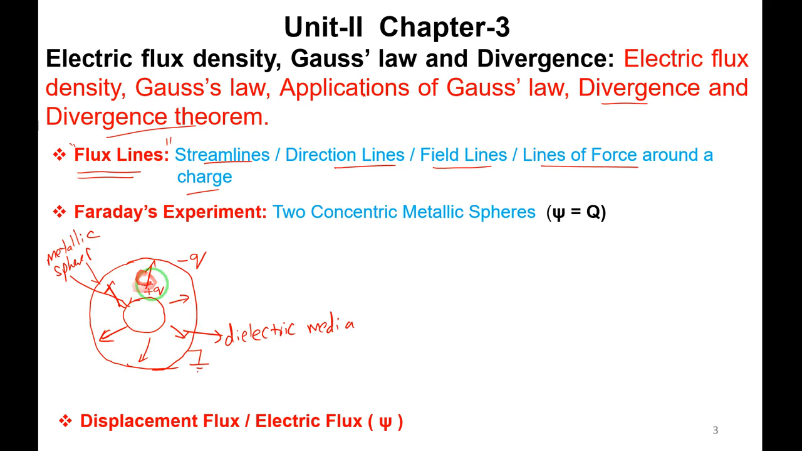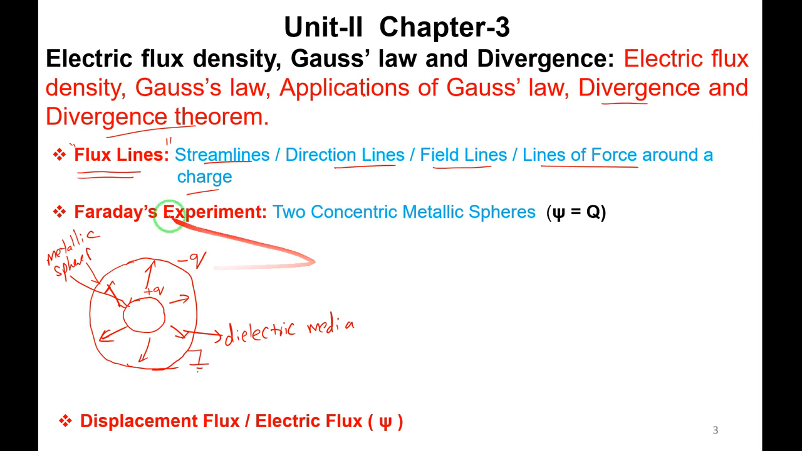We call these flux lines, or lines of force, or field lines, or streamlines, one and the same. But we call them flux lines. The inner sphere is charged plus q, and it induces a charge of the same magnitude but opposite in sign, which means it induces the negative charge on the outer sphere. So this is what he has observed. This is Faraday's experiment.